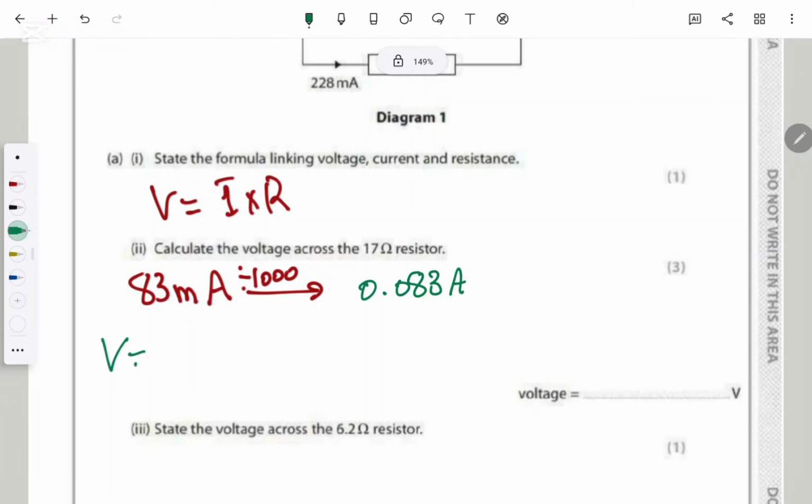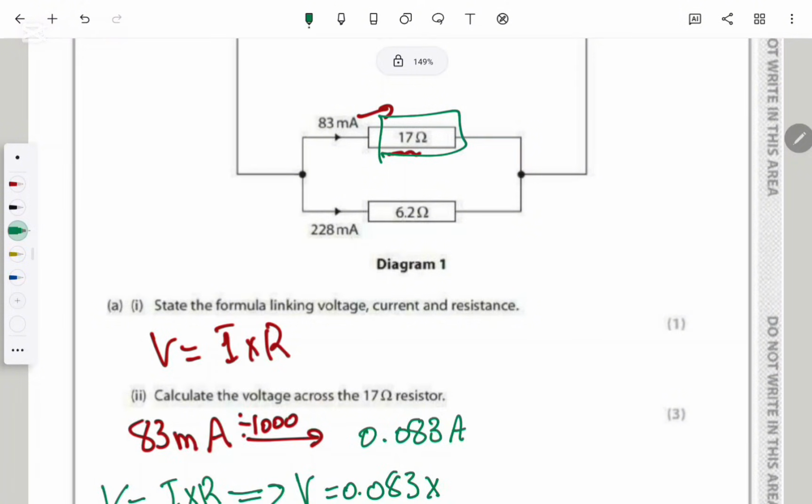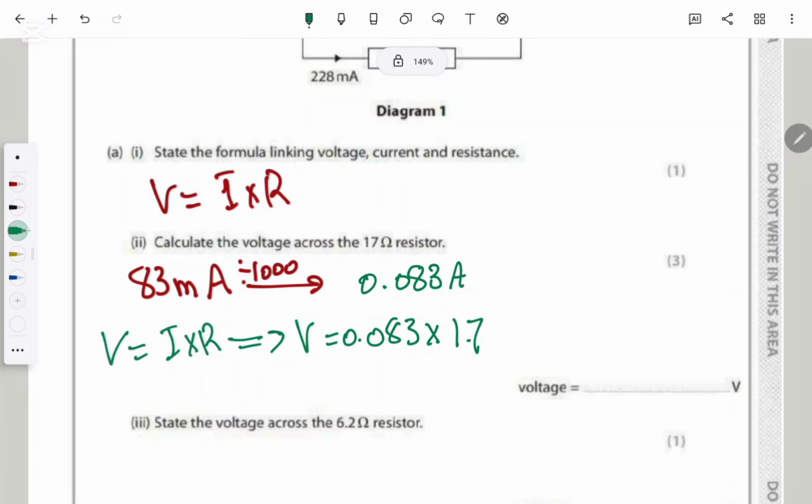Okay, and then second of all, since you've already settled that, you just need to multiply it. The formula says voltage equals current times resistance, as you know. And therefore it equals 0.083 multiplied by the resistance, which is 17. Do that in the calculator.